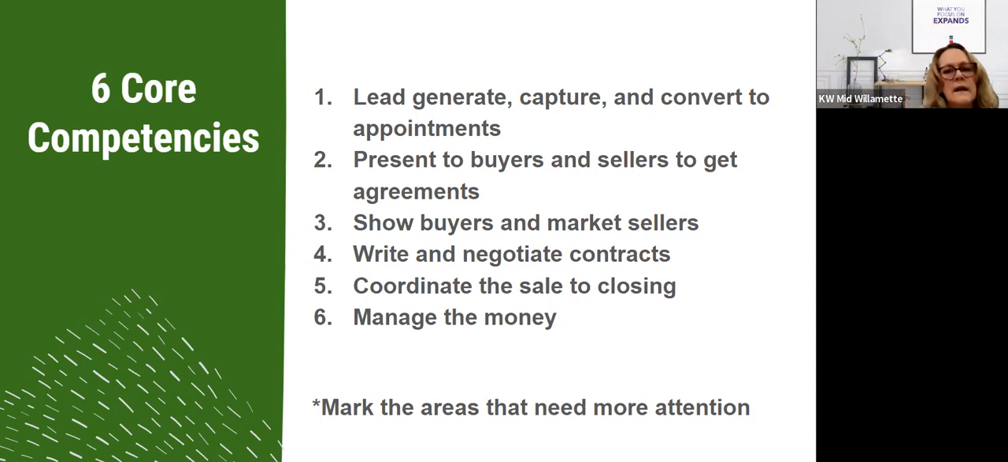Okay, so now you've got an idea of what the 6 core competencies are. And Annan is writing furiously. I love it.